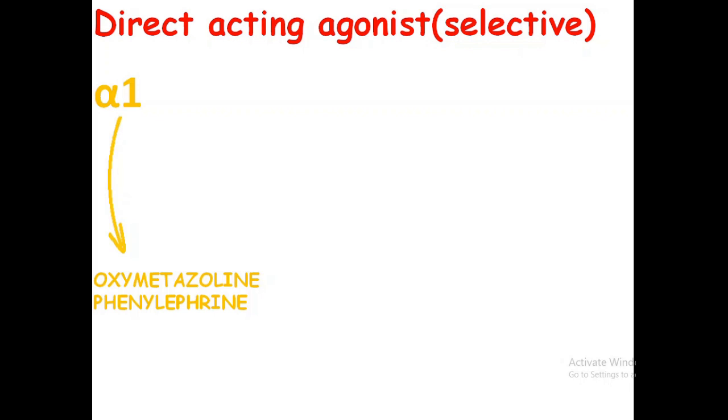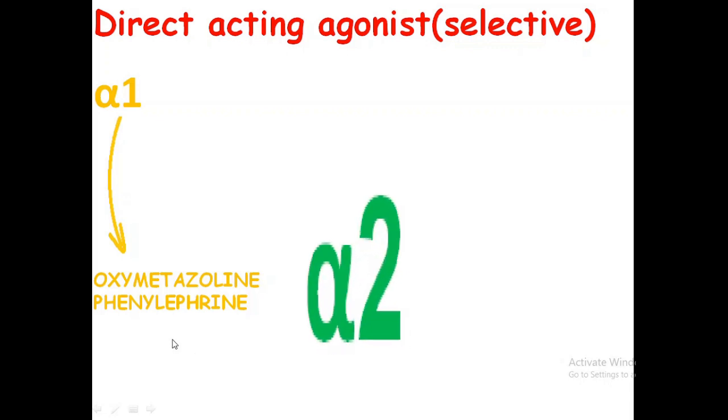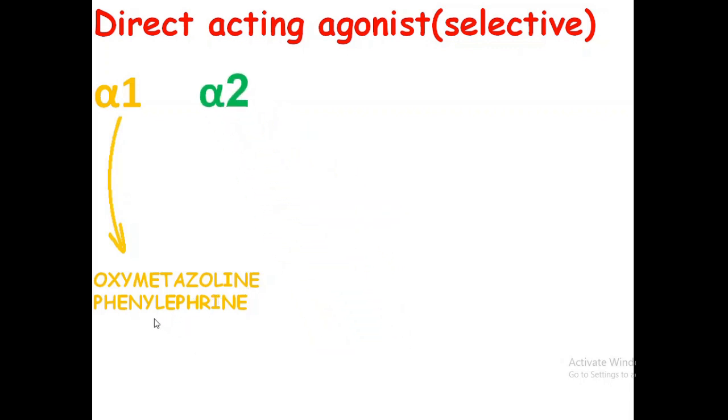So let's quickly discuss the most commonly used drugs among alpha 1 selective agonists. Best examples of these are oxymetazoline and phenylephrine. Due to alpha 1 receptor stimulation, both of these agents can be found in products used for the treatment of nasal congestion and eye redness. Phenylephrine has the ability to raise systolic and diastolic blood pressure, so it is sometimes used to treat hypotension.